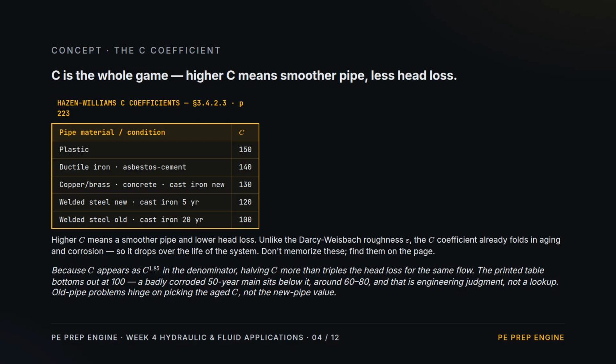Note where the table stops. 100. A badly corroded old main falls below the table, and that's judgment, not a lookup. Old pipe problems live or die on picking the aged C.